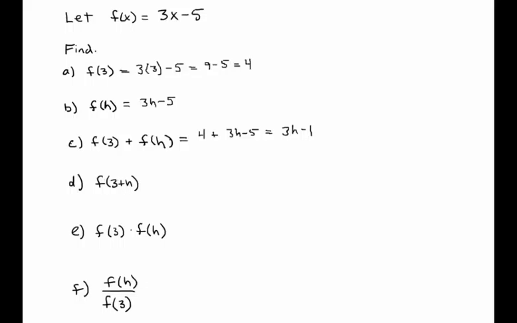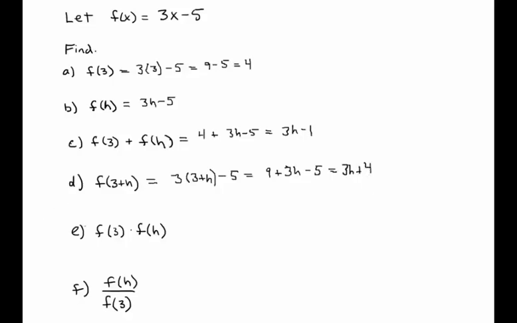In D, we want f of 3 plus h. And this is different than above because above we found f of 3 plus f of h, and below we're only evaluating f at 3 plus h. So everywhere where there's an x, we're going to put 3 plus h. So f of 3 plus h is equal to 3 times 3 plus h minus 5. And now we're going to simplify this. 3 times 3 is equal to 9 plus 3h minus 5. And 9 minus 5 is equal to 4. So we have 3h plus 4.